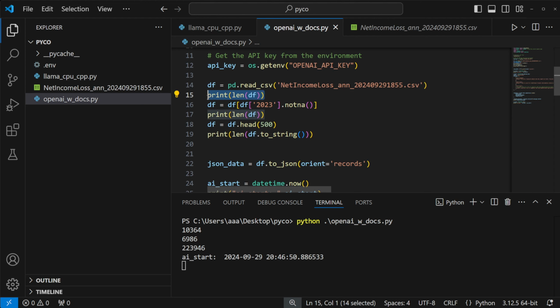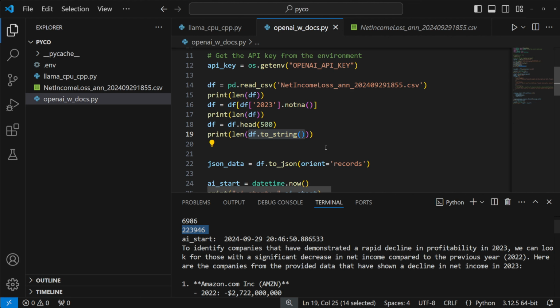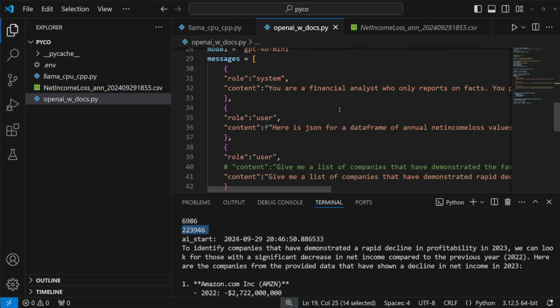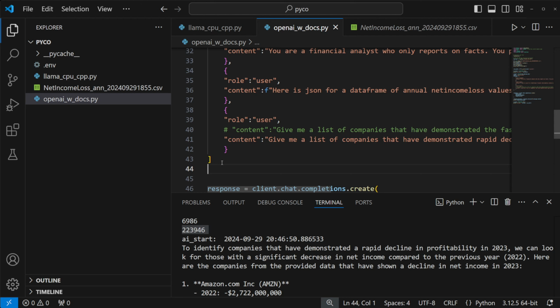So the initial data frame was 10,000 rows long. Getting rid of NANs in 2023 got us down to 7,000 rows. I cut it down to just the top 500 rows, and those 500 rows, when converted to a string, give us roughly 223,000 characters, right? So let's see what we got.